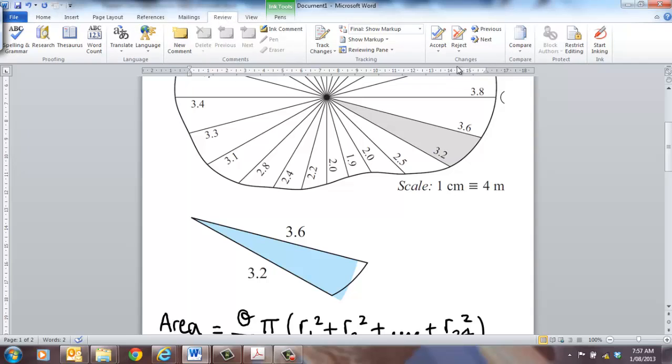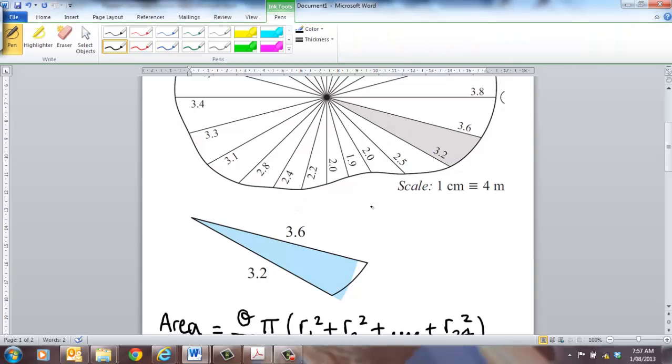So I just want to talk about the idea of using what we call an average. Let's say this is our R1. Our average radius for this particular triangle would be equal to 3.6 plus 3.2, divided by 2. That would then be equal to 3.4.